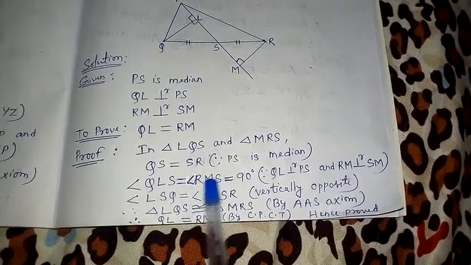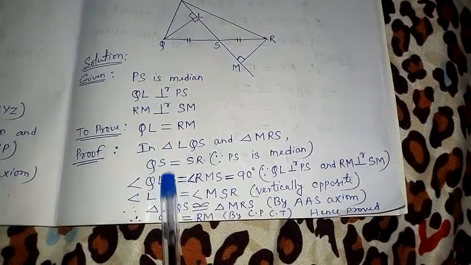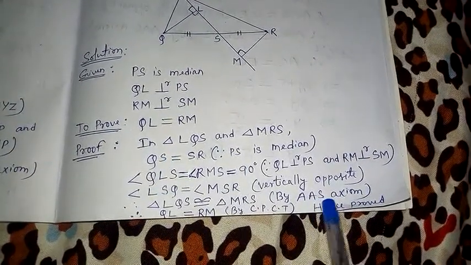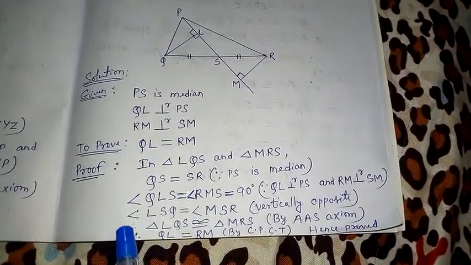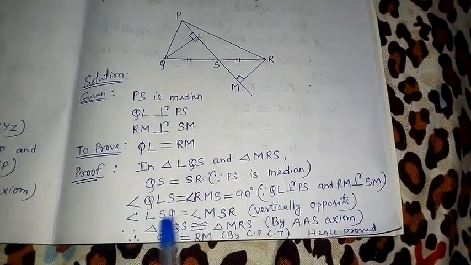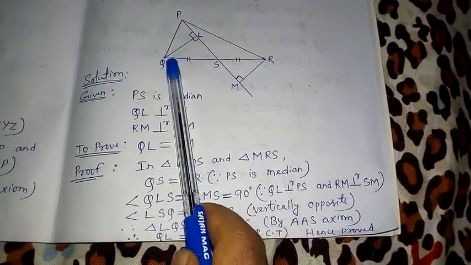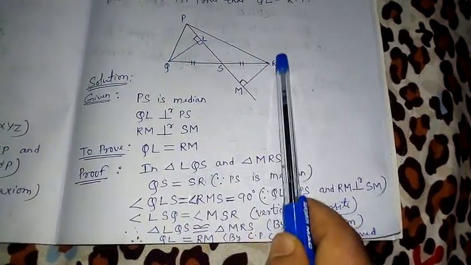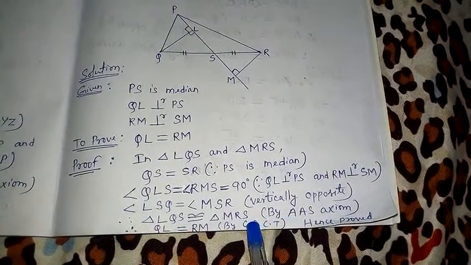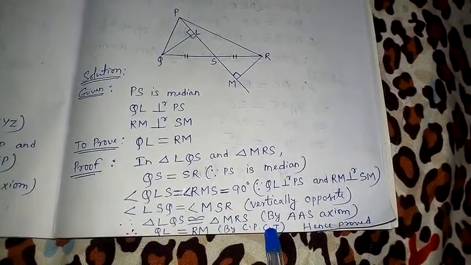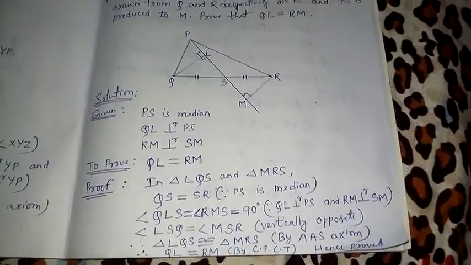Why? Because there are two angles here and one side. So angle side axiom. And when it is congruent, the remaining parts, corresponding parts also will be equal. So on that case, we can say the remaining parts, that is QL, will be equal to RM. QL equal to RM by CPCT, corresponding parts of congruent triangle. Hence proved. Next question.